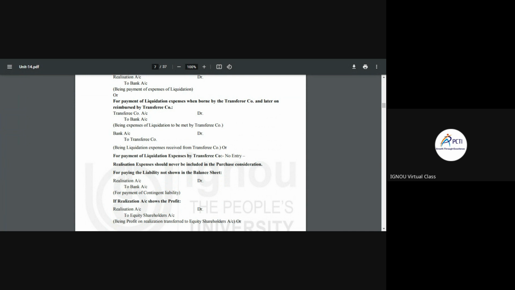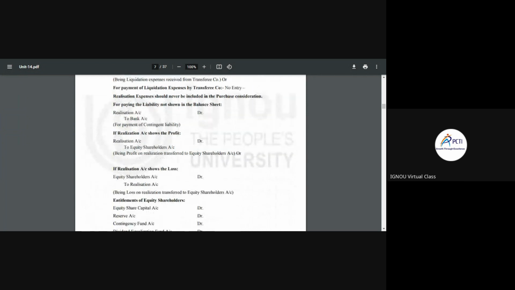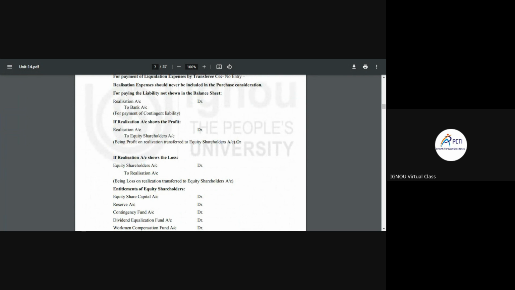Next, in the case of realization expenses, they should never be included in the purchase consideration. Next one is for paying a liability not shown in the balance sheet. That means if there is some kind of liability which the company has paid but not shown in the balance sheet, then realization account debit to bank account.